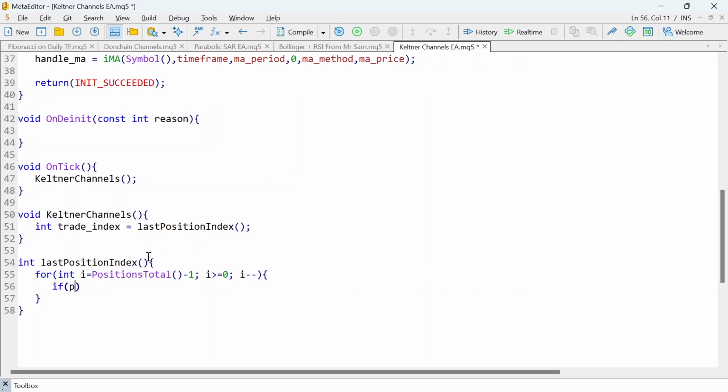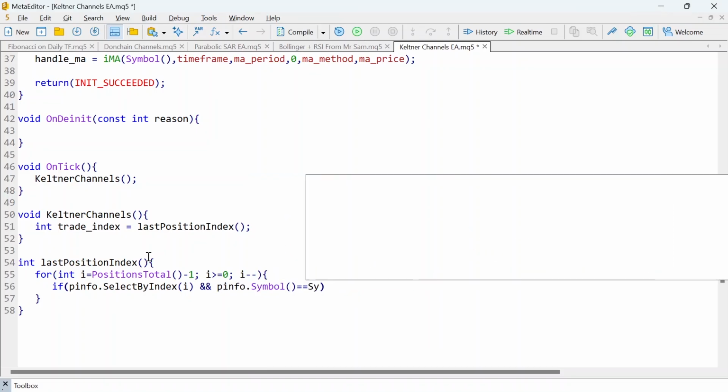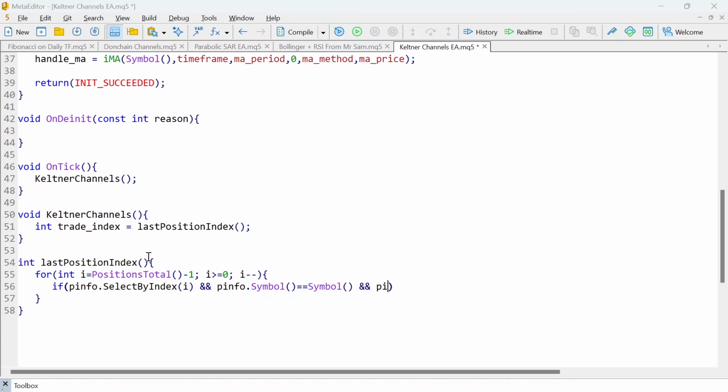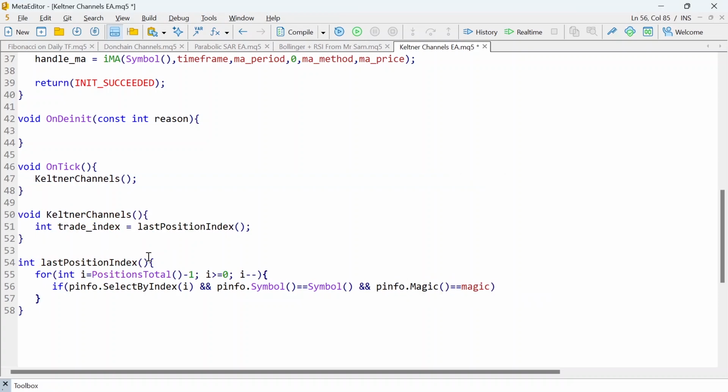Then it's going to select each position by the index. And if it is able to successfully select the position, it's going to compare the position symbol with the chart symbol and the position magic number with the magic number specified by the user. If this comparison is correct, it's going to return the position index. And in case where after looking through everything, it is not able to get a position that matches or that is created by this EA and for this chart symbol, it's going to return negative 1, meaning there is no open position.